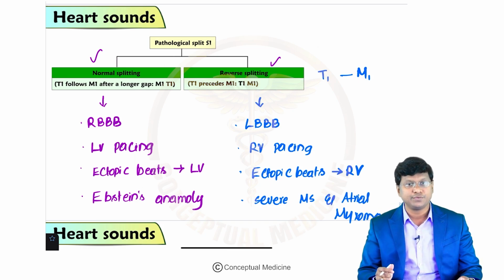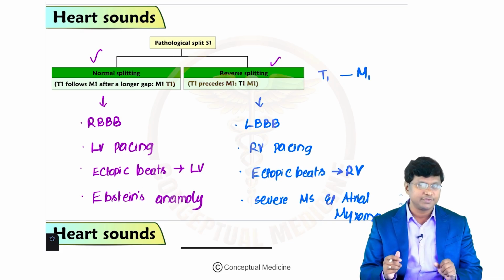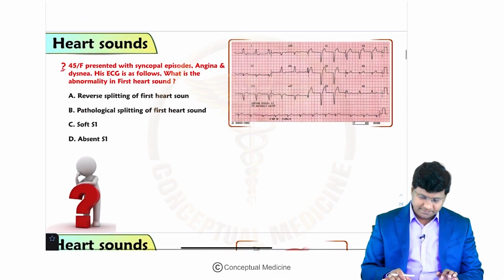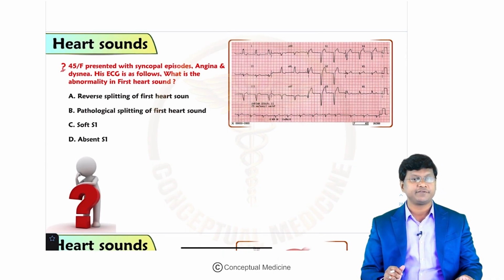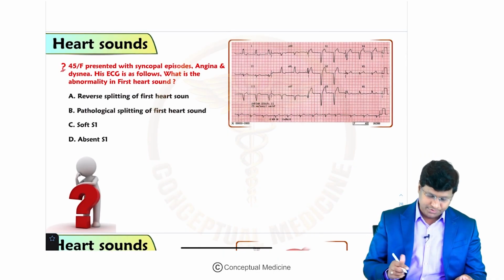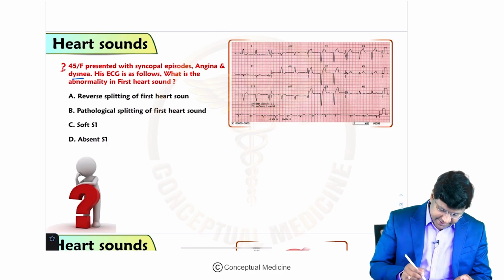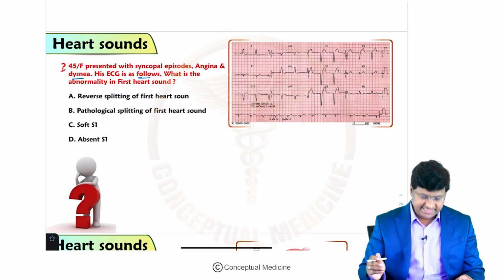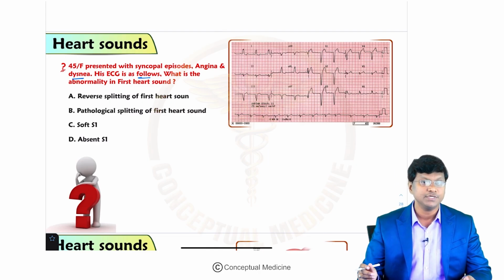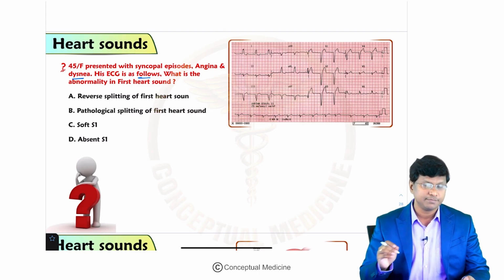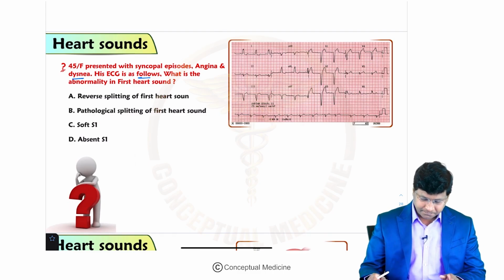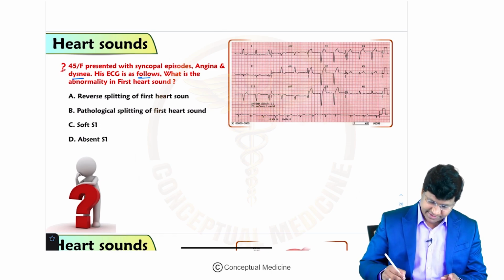Now let me explain you the mechanism also, but before that let me show you a question. So you see this clinical scenario: a 45-year female presented with syncopal episodes, angina and dyspnea. Her ECG is as follows. What is the abnormality in the first heart sound? Reverse splitting of the first heart sound, pathological splitting of the first heart sound, soft S1, absent S1. So first of all you need to diagnose this ECG.